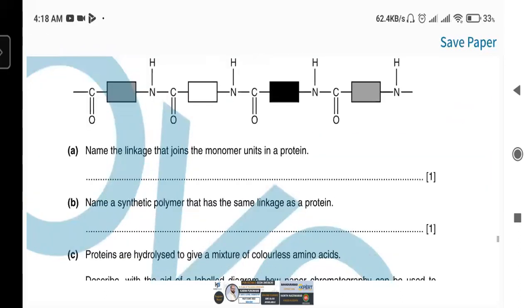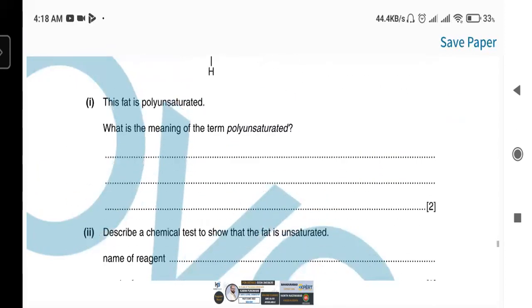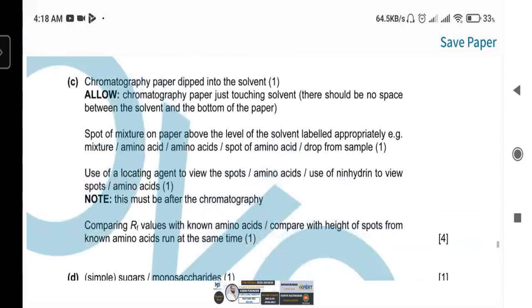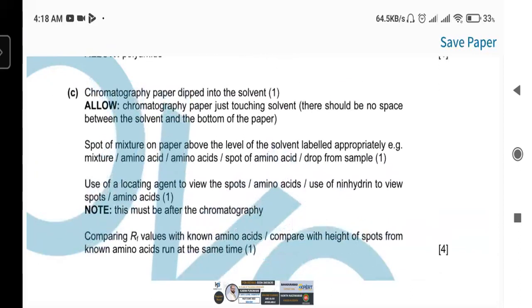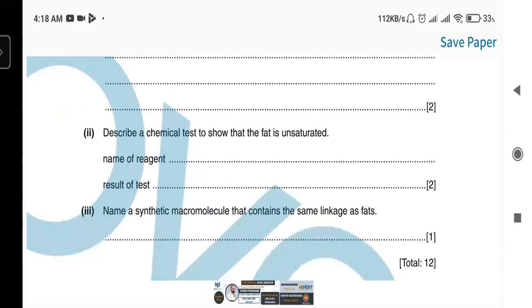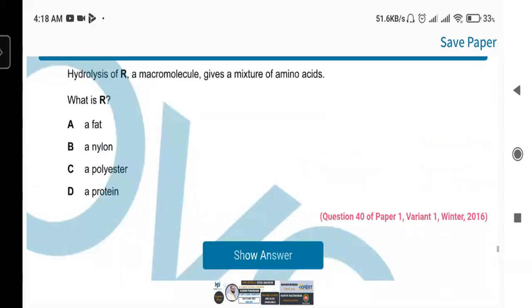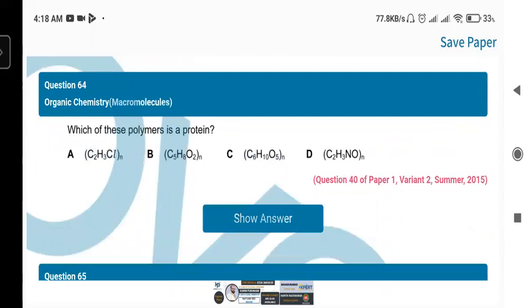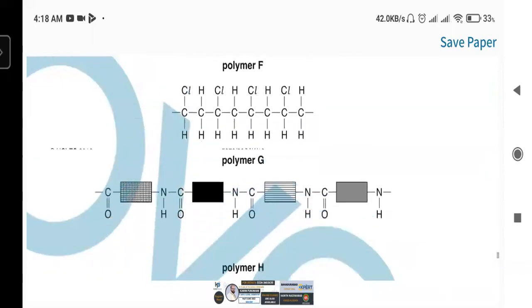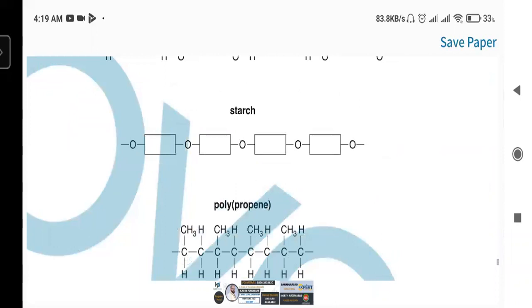Okay, a chromatographic question. This is very important. Paper chromatography. How would you identify them? I would suggest you memorize the answer of this question. This part. Okay, you may prefer to take a screenshot. I know you can already answer all by yourself, but still, I'm telling you. Test for unsaturation. We already know the fats. Same linkage as terylene. Okay, so protein should contain nitrogen. So here D is the answer. Okay. You can answer this question.